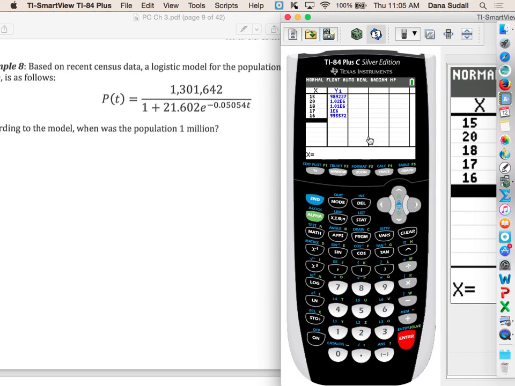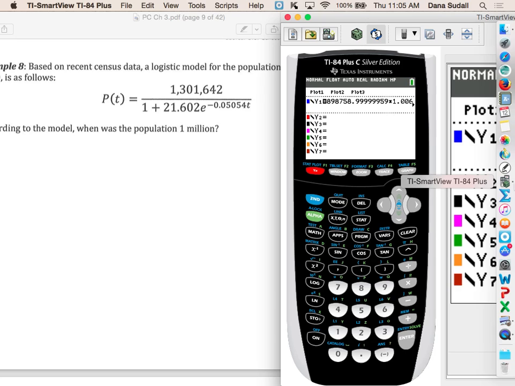Now, again, with these logistic models, you have to be real careful typing this in. It's real easy to miss parentheses that you actually need. So for this one, that numerator, you can put parentheses around it or not because it's one single value there. 1,301,642 divided by, the denominator definitely needs parentheses around the outside part, so 1 plus 21.602, and then that's times E. So E, you do the second key and the ln button, which is right next to 4. You can see in blue it says e to the x.